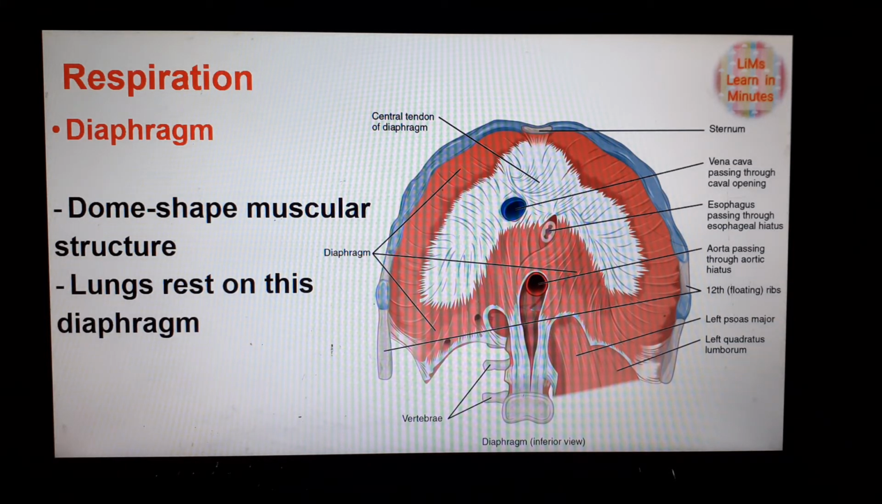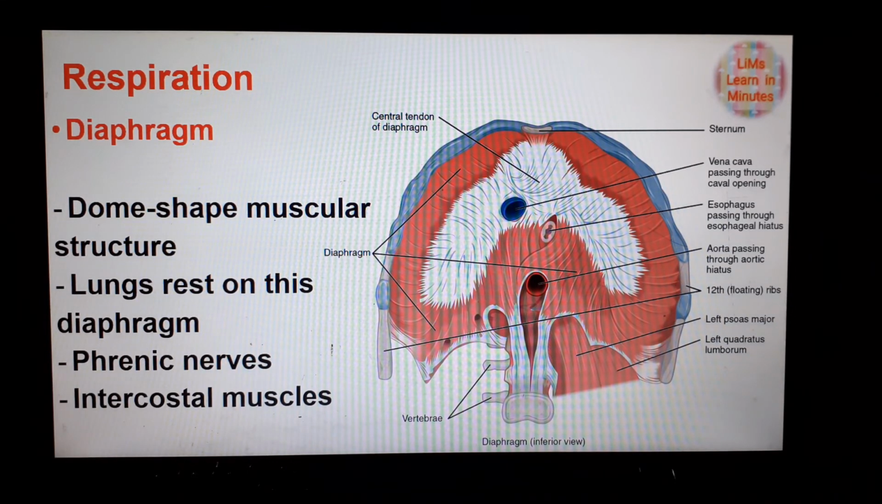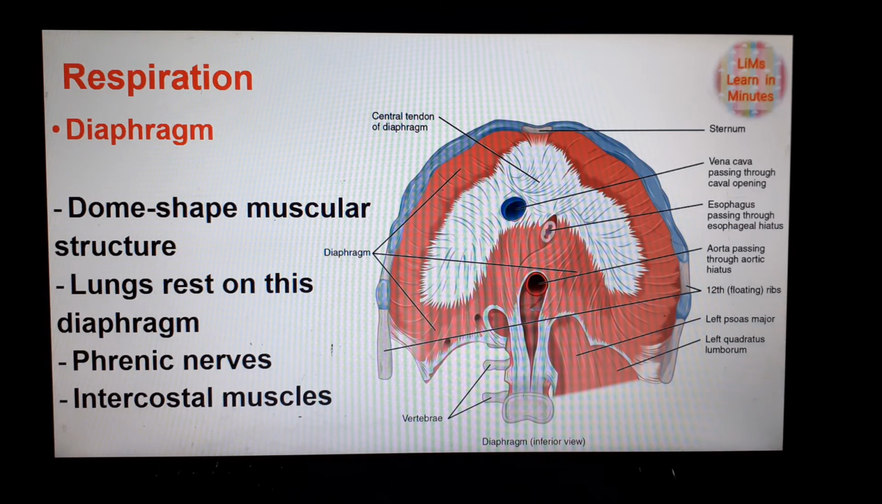Phrenic nerves from the upper cervical segment of the spinal cord control this movement of the diaphragm. At the same time, the intercostal muscles which lie in between the ribs contract. This results in the raising of the thoracic cage and an increase in the capacity of the thoracic cavity. This in turn results in air being sucked in, which expands the lungs.